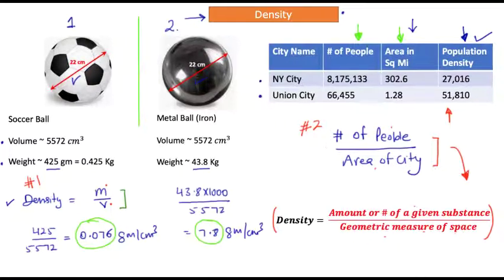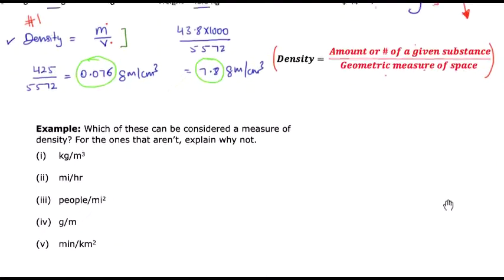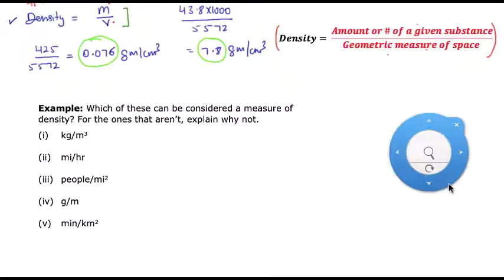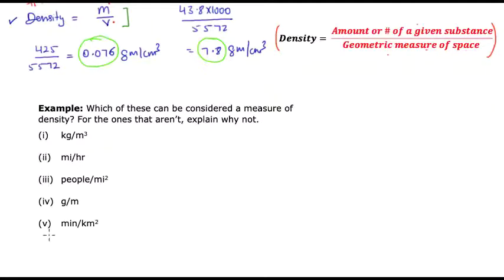Okay. Now let's take a look at one example to better understand this concept of what is considered density and what is not. In this example, you see five different measures, and we have to find which ones of these are considered density and which ones are not. When you look at number 1, it is kilogram per meter cube. This is what we have learned exactly here, that it is a ratio of mass to volume. So that definitely is a measure of density.